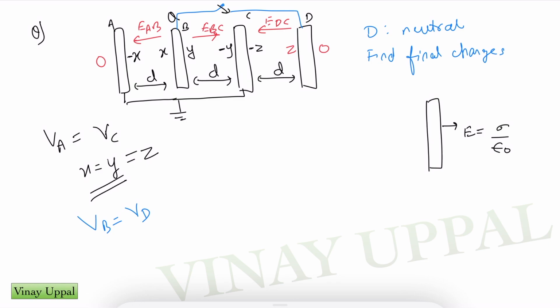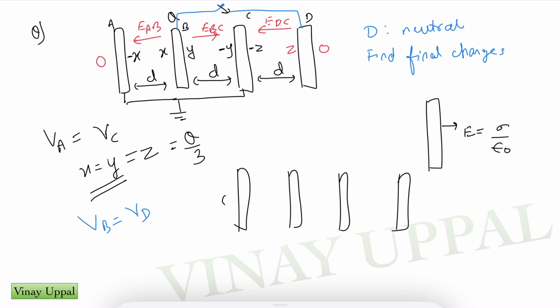And how will I find this value? The total charge on B and D should be Q. So what is the total charge on B and D? X plus Y plus Z. So I'll basically have X plus Y plus Z is equal to Q, and they are all equal, so each of them is equal to Q by 3. So my final charge distribution would be 0, minus Q by 3, Q by 3, Q by 3, minus Q by 3, minus Q by 3, Q by 3 and 0. This will be my final charge distribution.